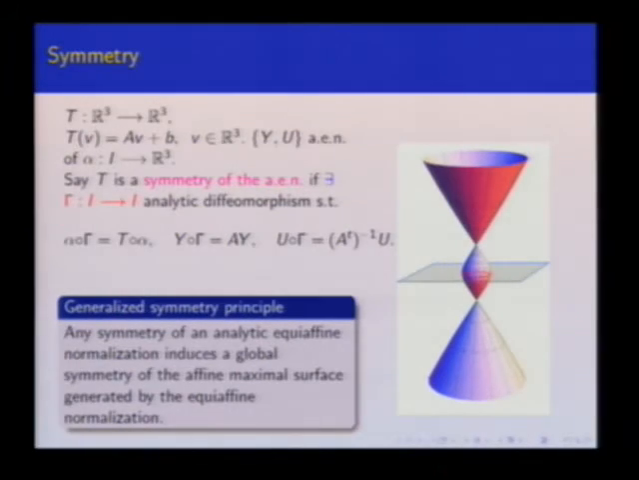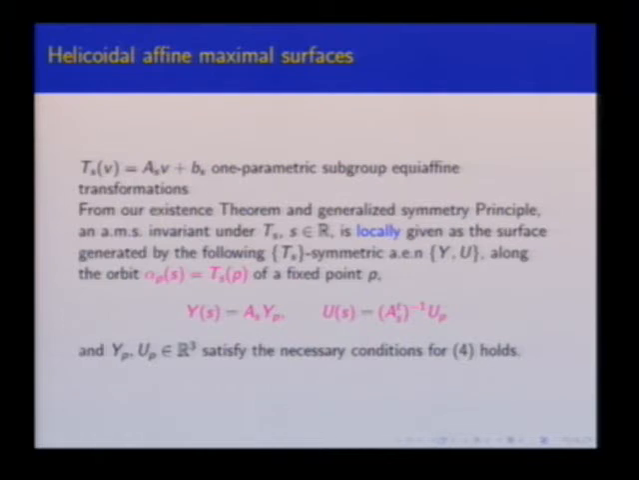And also, this can be applied in order to describe all the helicoidal affine maximal surfaces. In fact, given any one-parametric subgroup of equiaffine transformations, any helicoidal affine maximal surface can be obtained as the surface generated by the following equiaffine normalization, y and u, along an orbit of a fixed point. y and u are given here.